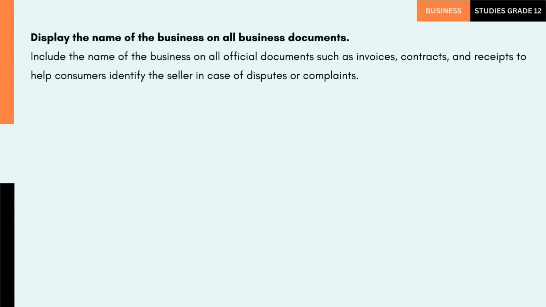7. Display the name of the business on all business documents. Include the name of the business on all official documents such as invoices, contracts, and receipts to help consumers identify the seller in case of disputes or complaints.